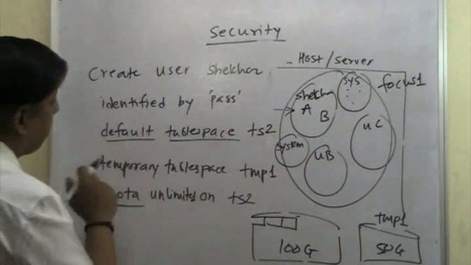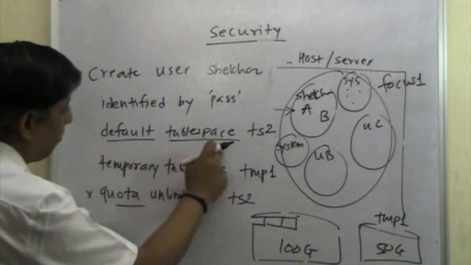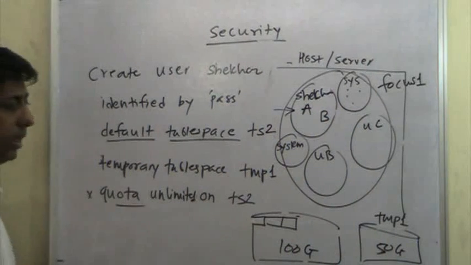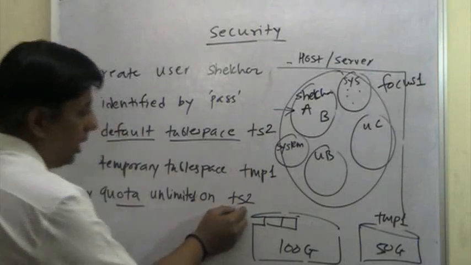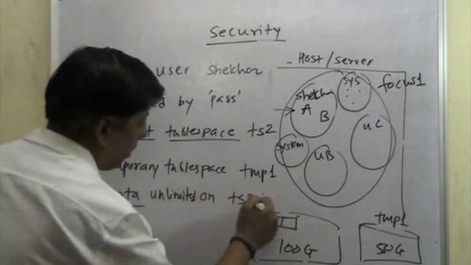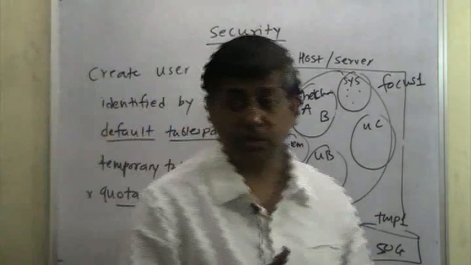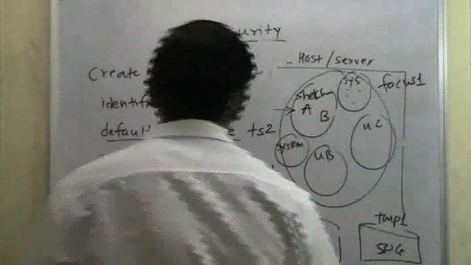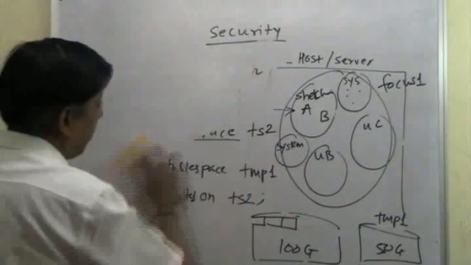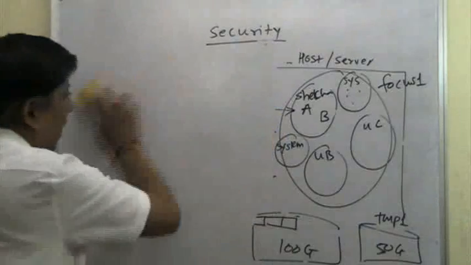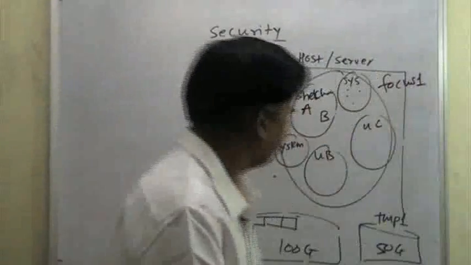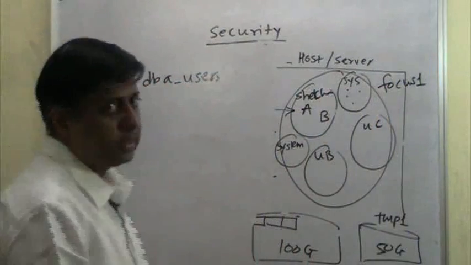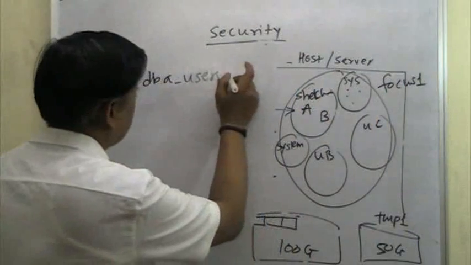Create user, identified by the password. Default table space is TS2. Temporary table space is temp1, and quota unlimited on a specific table space. Now this is a command with a semicolon ending, and this will create a user. When a user is created, what happens? It is actually an account that gets created inside our database, and the entry is made into a data dictionary view, and that data dictionary view is DBA_users. So if you go and say select username, the name of the column is username.